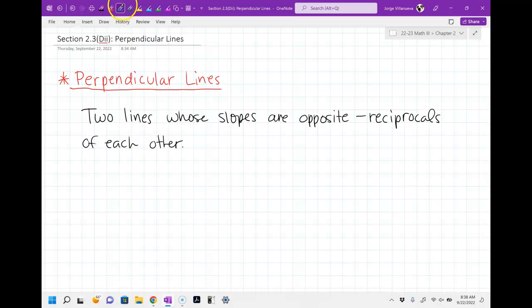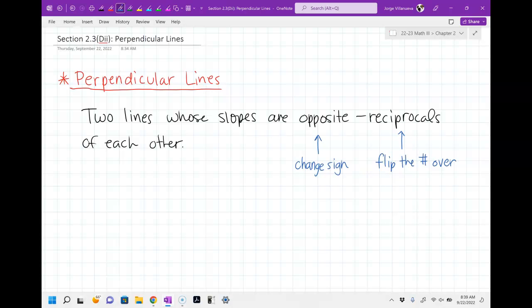So the word opposite means to change the sign. So if I had a positive 2, then the opposite of a positive 2 is a negative 2. Right? If I had a negative half, then the opposite is a positive half. That's all opposite means, is change the sign. Reciprocal means flip the number over. So a half becomes a 2. A 3 becomes a 1/3. A 3/5 becomes a 5/3, right?